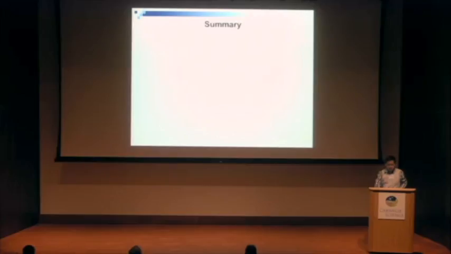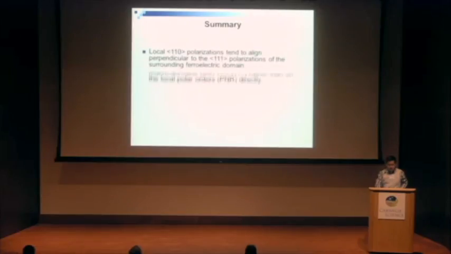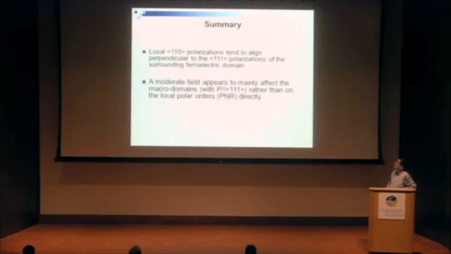And here is the summary of my talk. The local 110 polarization tends to align perpendicular to the 111 polarization of the surrounding ferroelectric domain. And a moderate field appears to mainly affect the macro ferroelectric domain itself, which has polarization along the 111 direction, rather than the local polar order, the PNR, directly. It's the end of my talk. Thank you for your attention.